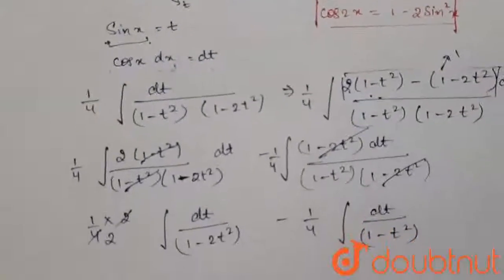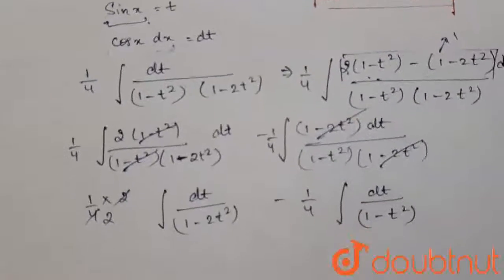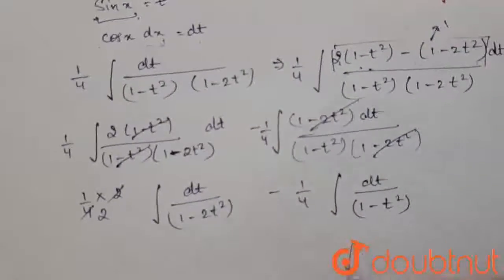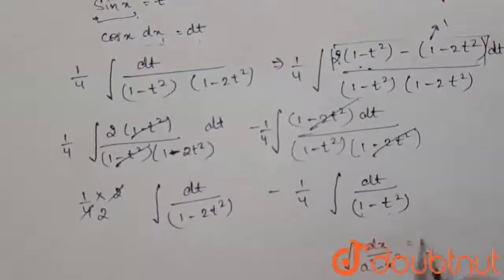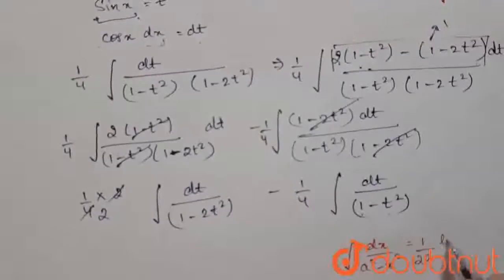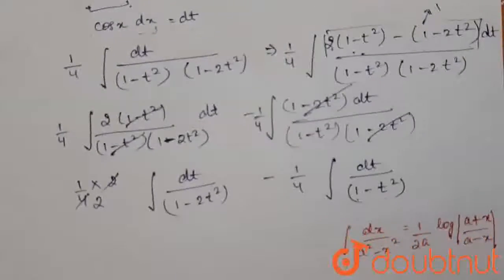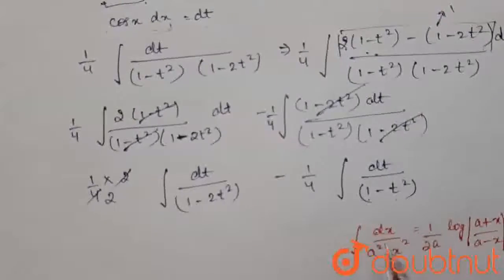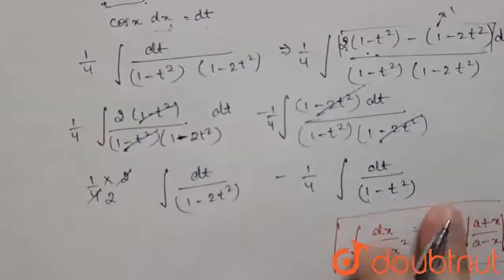This we are having. Now we are using the integration formula. What the formula is? The integration of, this is of the form a square minus x square. So the formula we are going to use here, a square minus x square, is 1 upon 2a log mod a plus x upon a minus x. This is the formula. This we are going to use here. So in both we will use this formula.